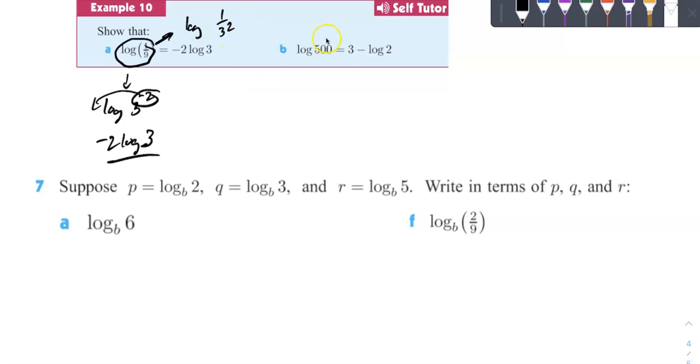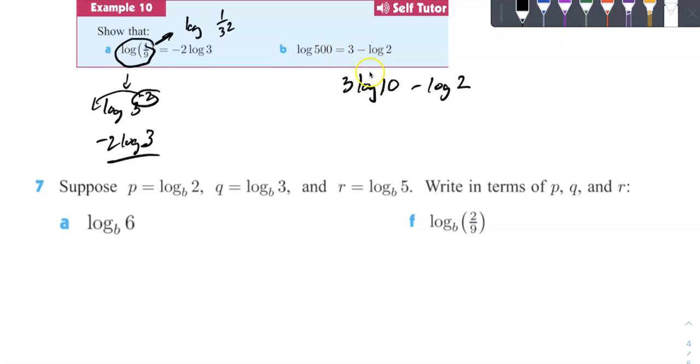Same thing here. I'm going to show that this equals this. Now in this case, let me work on this side first. So I'm going to use the same trick we did before. This is log without a base, so it's log base 10. So it's the same thing as saying 3 log of 10 minus log of 2.